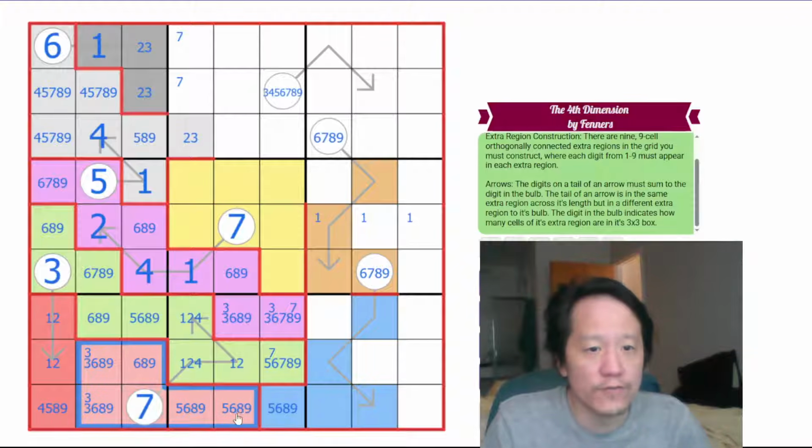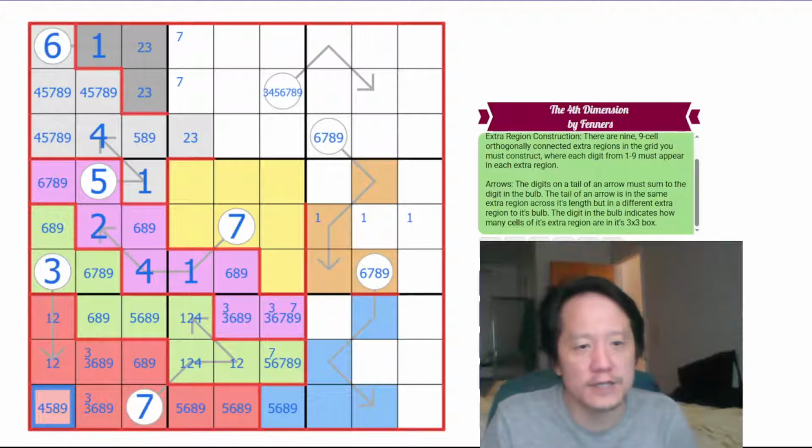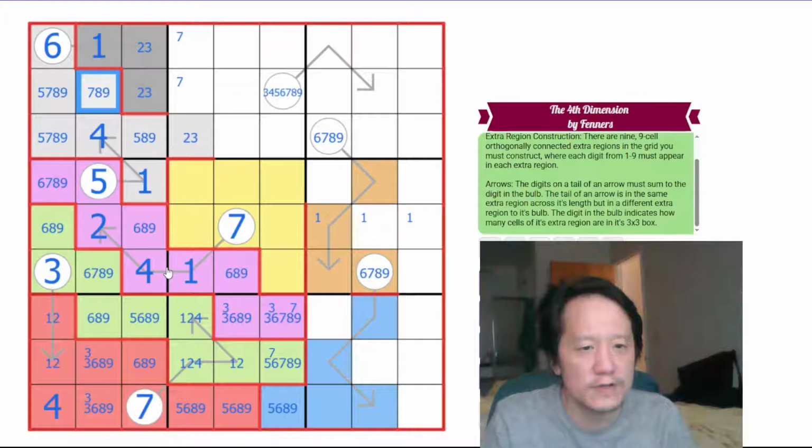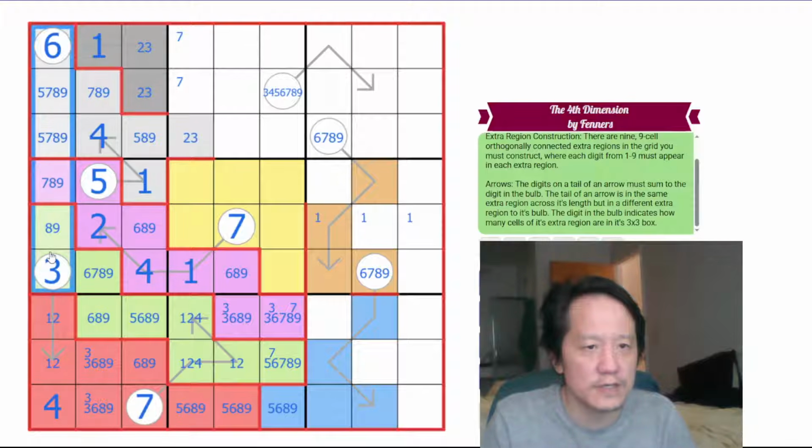Where is the 4 in this red region? It has to be here, because it can't be here because this is a 1, 2, 4 triplet. Can't be here or here because of the 4s in the column. This can't be 4 here. This can't be 5. These can't be 6 because of the 6 in the column.